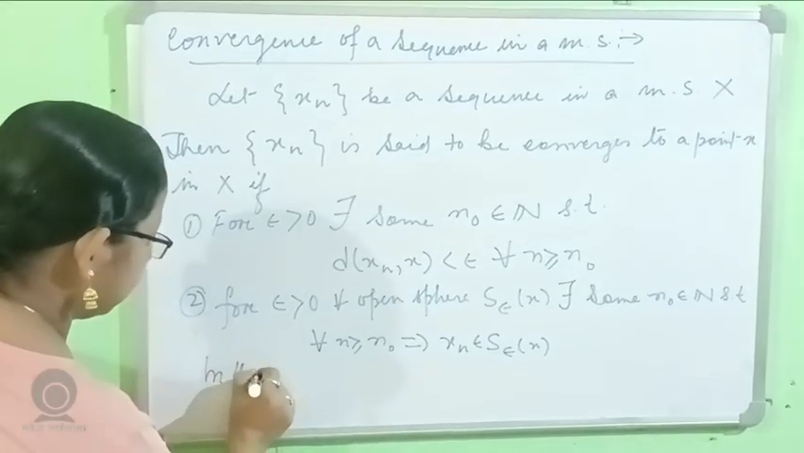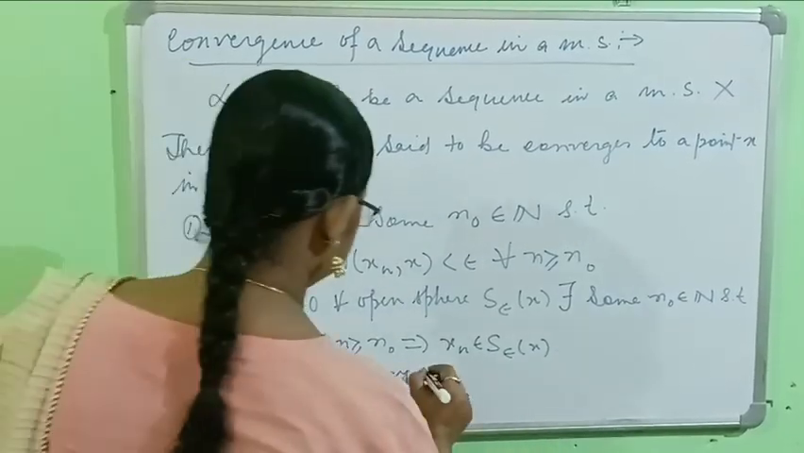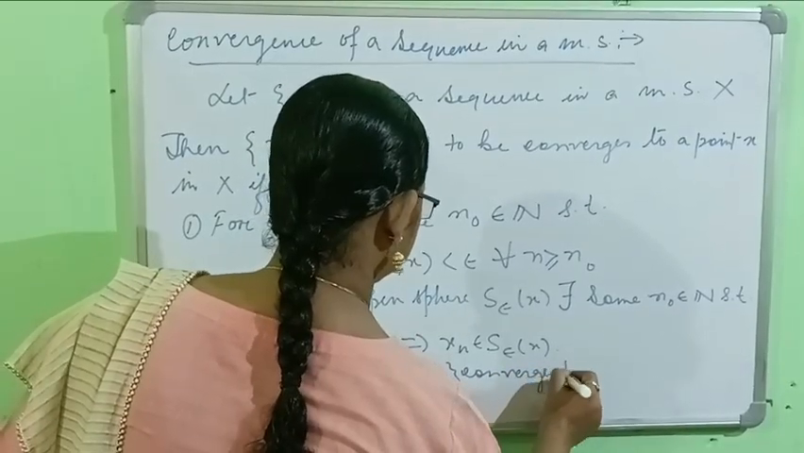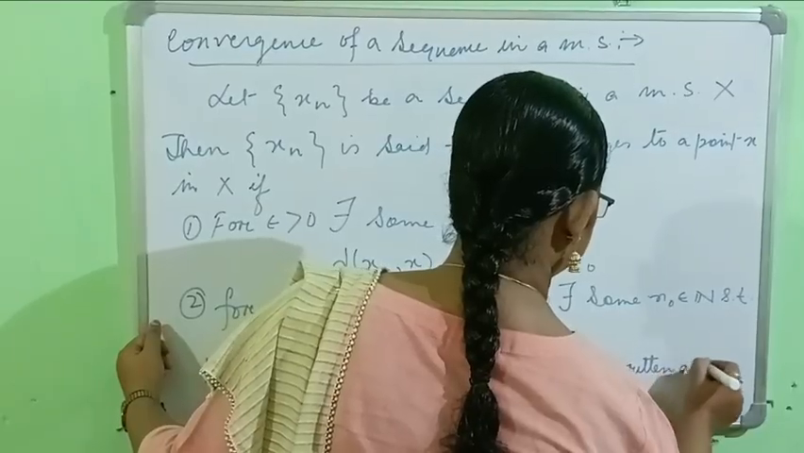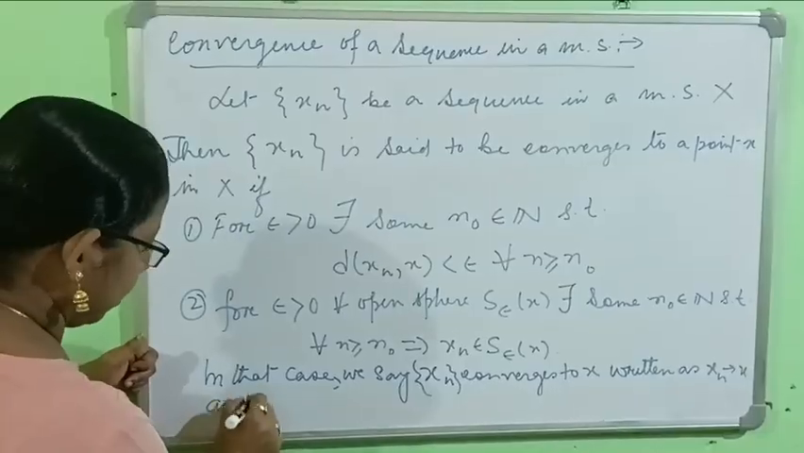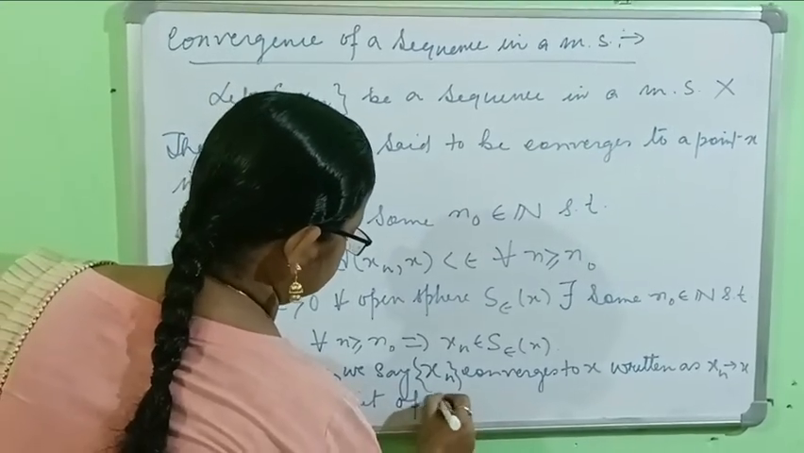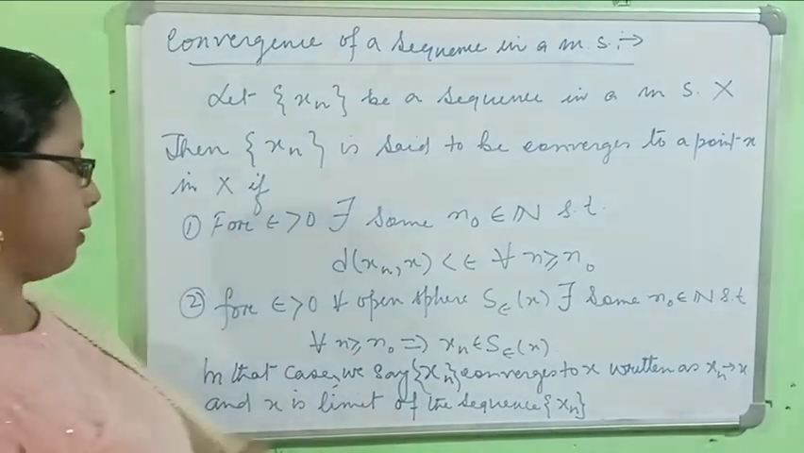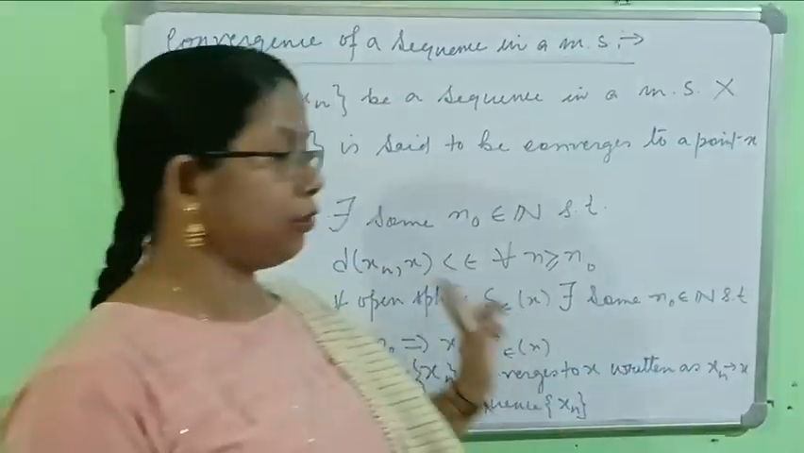In that case, we say xn converges to x, written as xn converges to x, and x is the limit of the sequence xn. In that case, we say xn converges to x, denoted by this, and this x is the limit of this sequence xn.